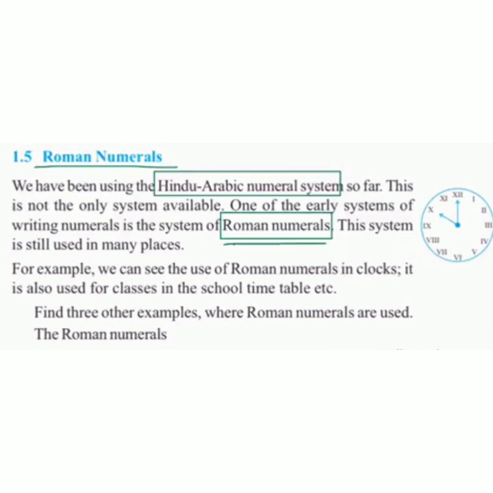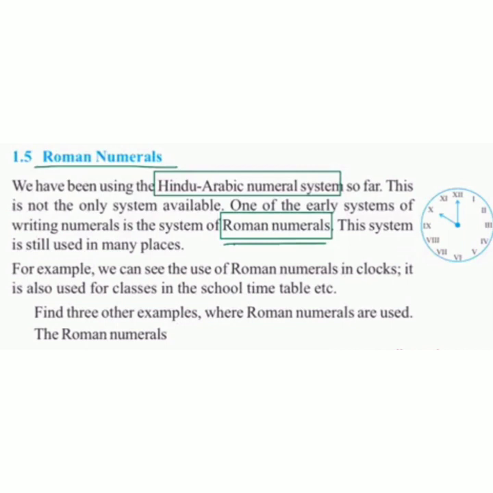Next, Roman numerals. We have a small introduction about that. We know the Hindu-Arabic numeral system is a positional number system, and it is the most common system for the symbolic representation of numbers in the world. It was invented between the 1st and 4th centuries by Indian mathematicians. This is not the only system available.